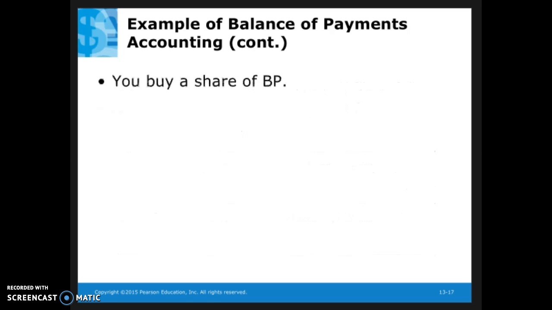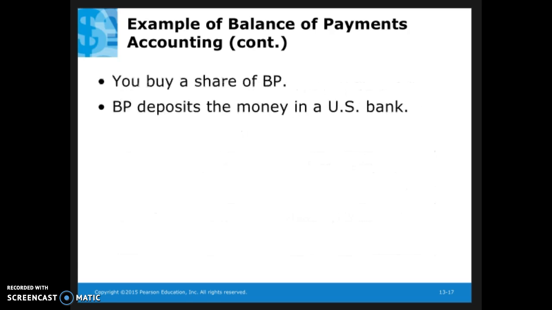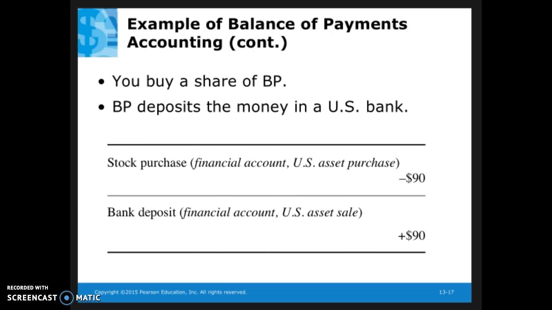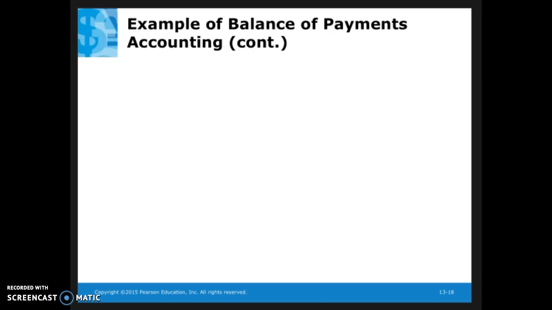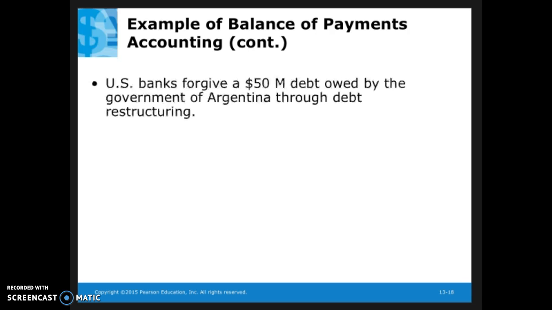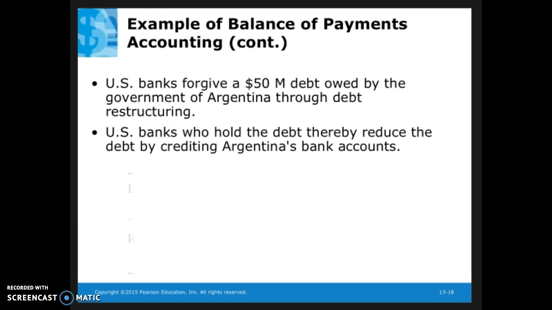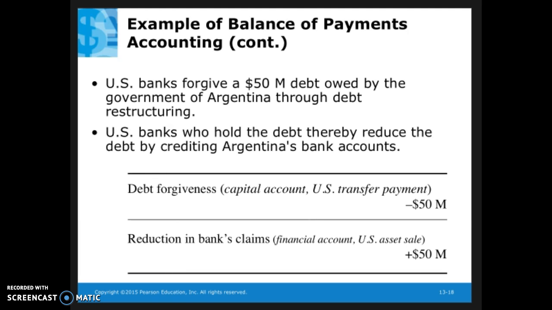So we buy a share of BP, which is British Petroleum. They deposit the money in a US bank. And we have a stock purchase and a bank deposit, which is an asset purchase and an asset sale. For more examples, US banks forgive a $50 million debt owed by the government of Argentina through a debt restructuring program. And we have debt forgiveness and then a reduction in the bank's claims.